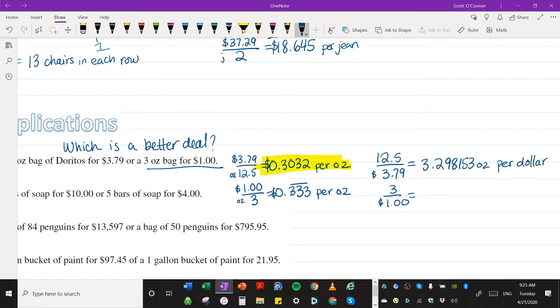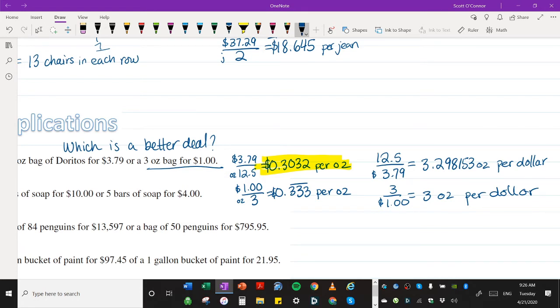And in this one I do 3 divided by $1, and I get 3. Oh, yeah, 3. All right, so 3 ounces per dollar.